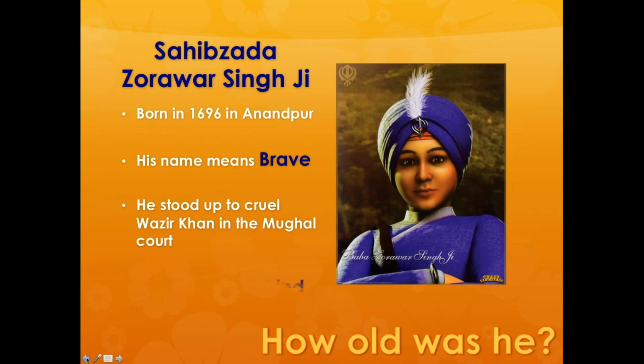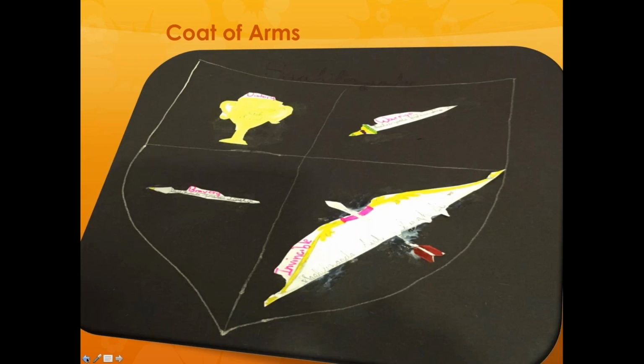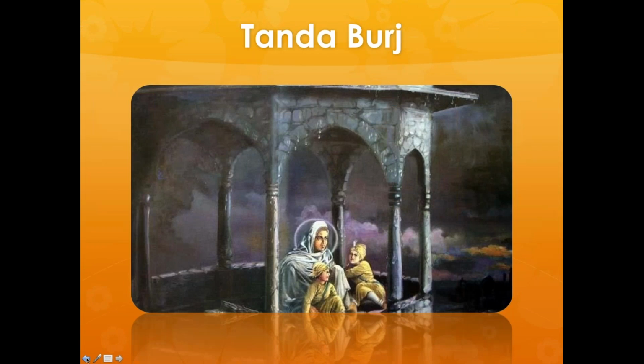Gangu stormed out of the house, and he wasn't really a good friend. In fact, he ended up betraying Mataji and the younger Sahibzade because he had them arrested. He went and informed the authorities that Guru Gobind Singh Ji's family was staying at his house, and the police came and they ended up arresting the younger Sahibzade and Mataji.